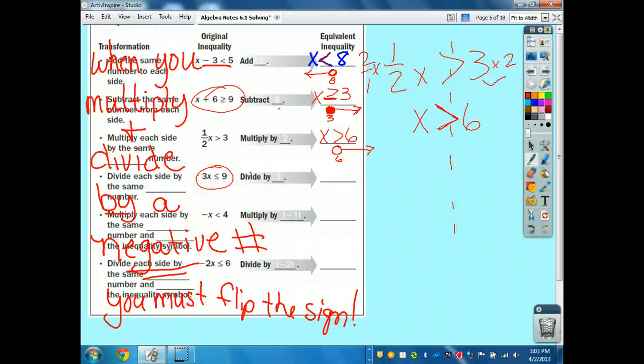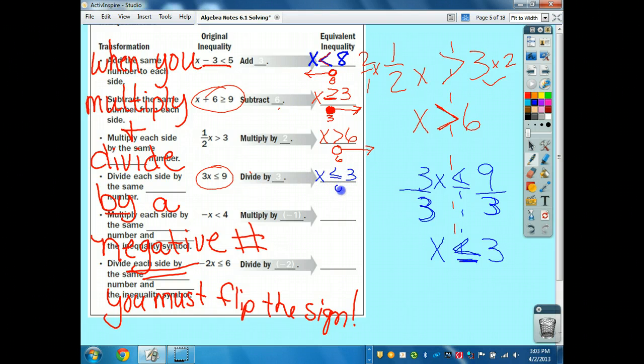Next one, 3x is less than or equal to 9. What do I do to both sides? Divide by 3. Do I flip the sign? I'm dividing by 3. Is this a negative 3? No, so the sign doesn't flip. So x is less than or equal to 3. Open or closed circle under? Closed. Good. Line to the left, and a 3 under the dot.